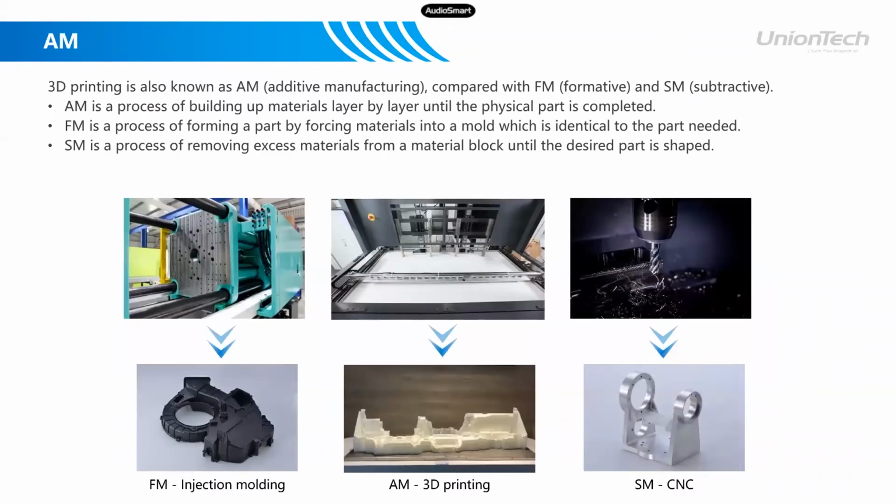Another name of 3D printing is AM, which means additive manufacturing. AM is again a concept relative to FM and SM. FM is formative manufacturing, and SM is subtractive manufacturing. A typical FM technology is injection molding, by which most of our daily plastic things are made. And CNC is an example of SM, subtractive manufacturing. Simply, we can understand that AM is to make things from 0 to 1, and FM is from 1 to 1.